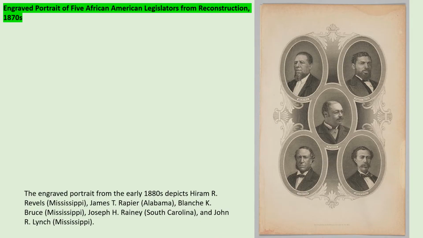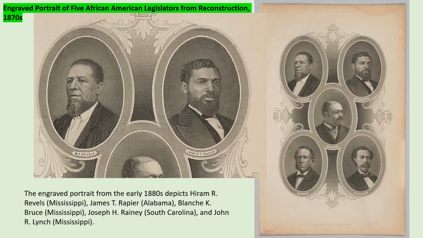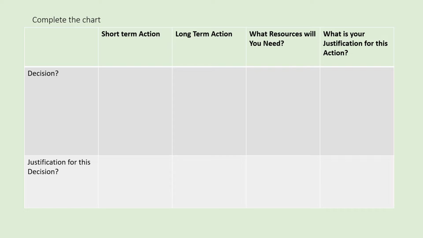The radical Republicans are going to be the ones implementing some of these changes. And here we have one of those required sources looking at the participation of African American legislators during the Reconstruction period. We then transition to the Black Codes. This activity was a class assignment where students were asked to work in groups to try to figure out what could be done after the Civil War with the freeing of the slave population. What should be the short-term, long-term action that could potentially change the circumstances, what resources would be needed, and then of course to come up with a justification for those decisions.